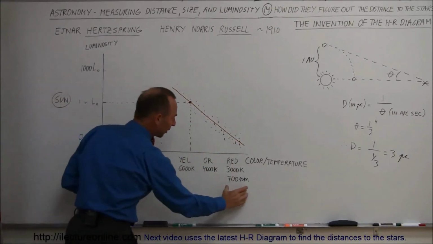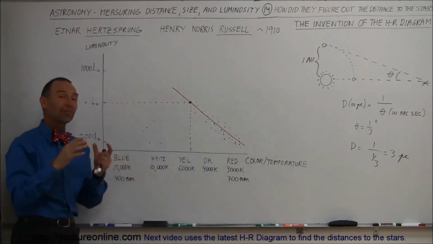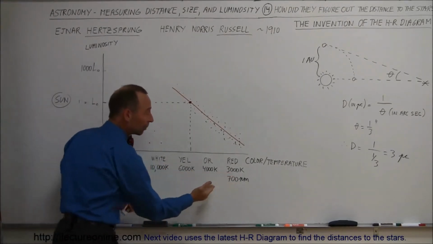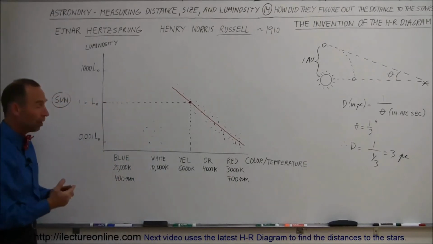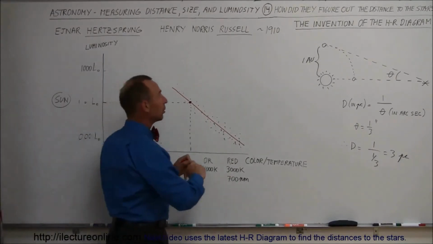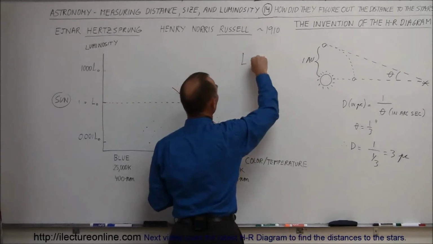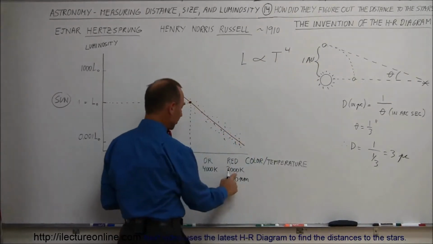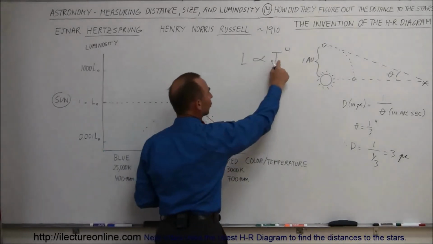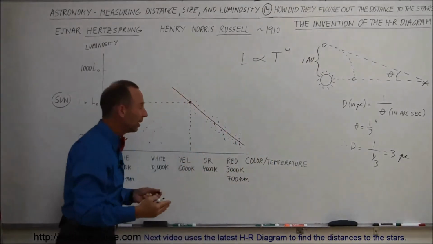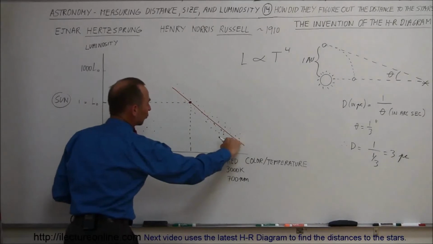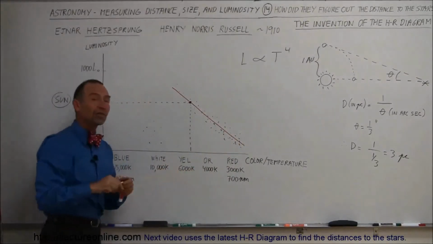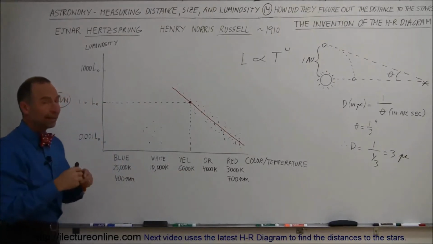Remember that if you go from a red star to a yellow star, and if the size of the star stays the same, this star should only be 16 times as bright as this one, because according to the Stefan-Boltzmann law, the luminosity is going to be proportional to the temperature to the 4th power. So if you double the temperature from 3,000 to 6,000, if you take 2 to the 4th power, that's only 16. So the curve should have looked like this rather than like this, if the only result was that the star was getting hotter, not larger.